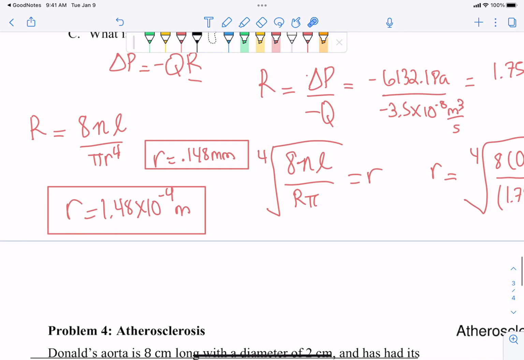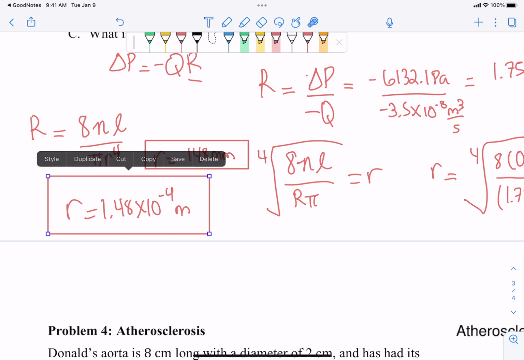Yes, that's a 4. Times 10 to the negative 4. Sorry about that.